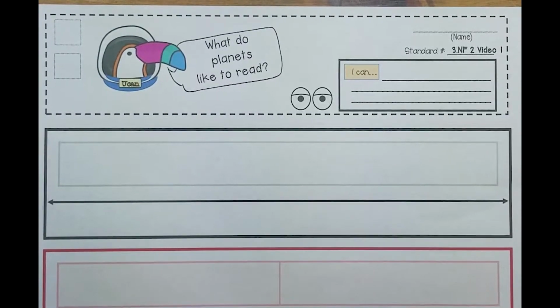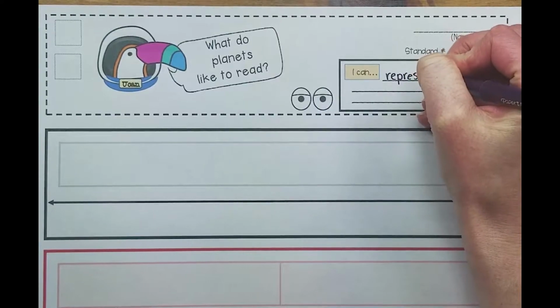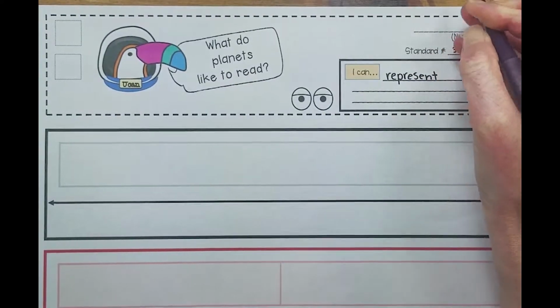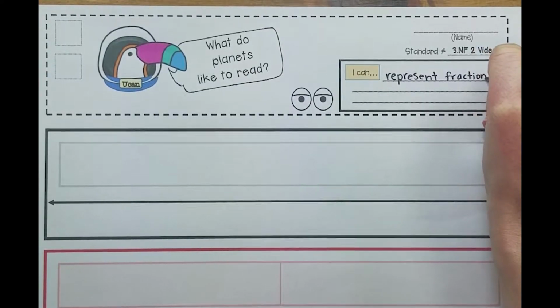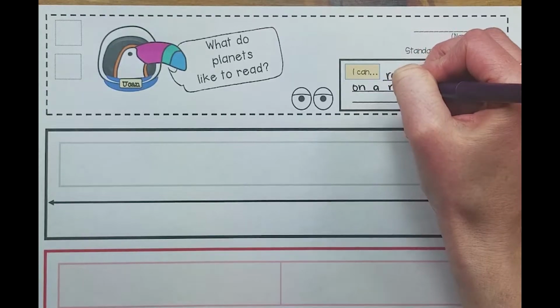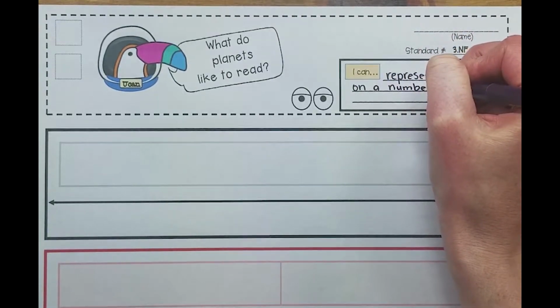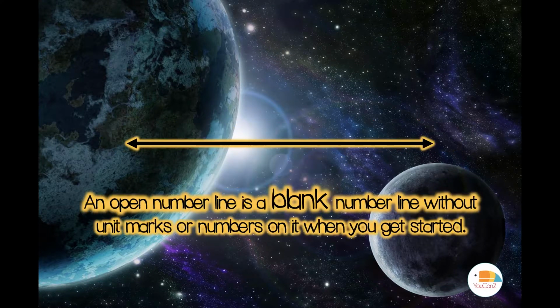Ucan wants you to represent or show fractions on a number line. So what is an open number line anyways? Well, an open number line is a blank number line without any unit marks or numbers on it when you get started.